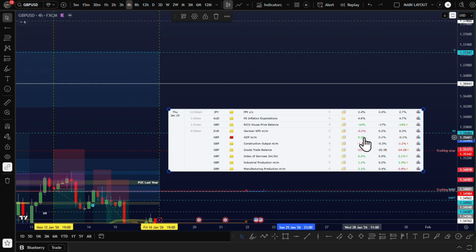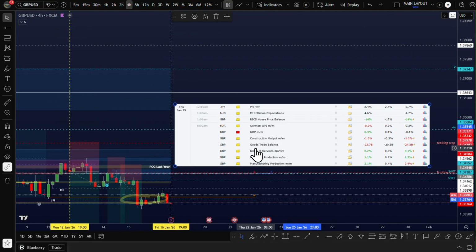Although we know the pound is currently weak because of what's going on in the UK. Also, we have pretty good news on manufacturing production. See, we have 2.1%, which is good. We also have a good number on industrial production.